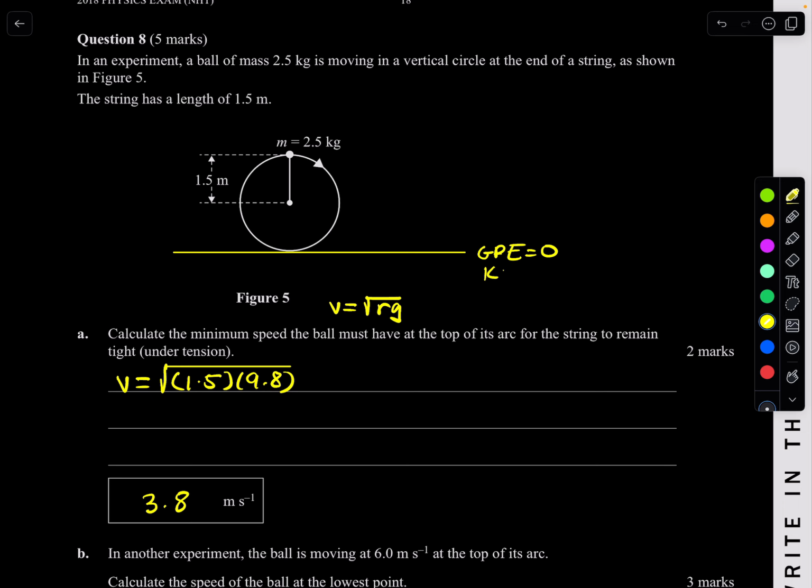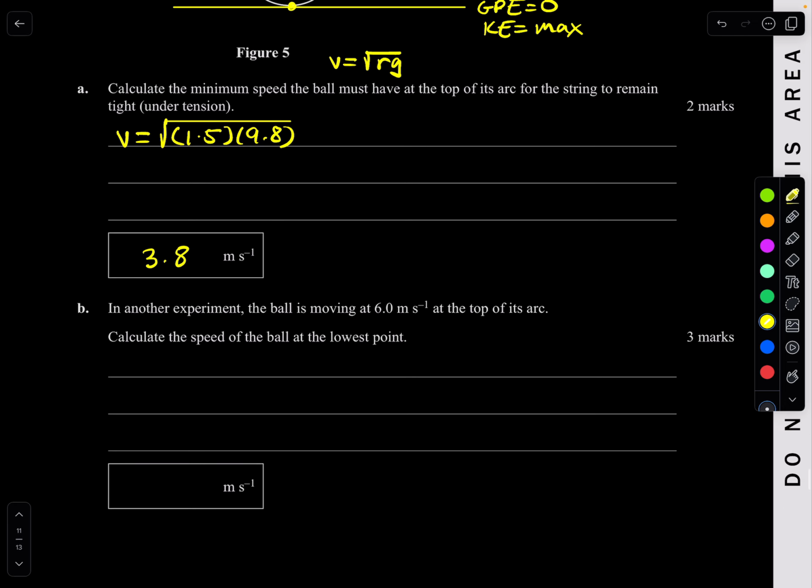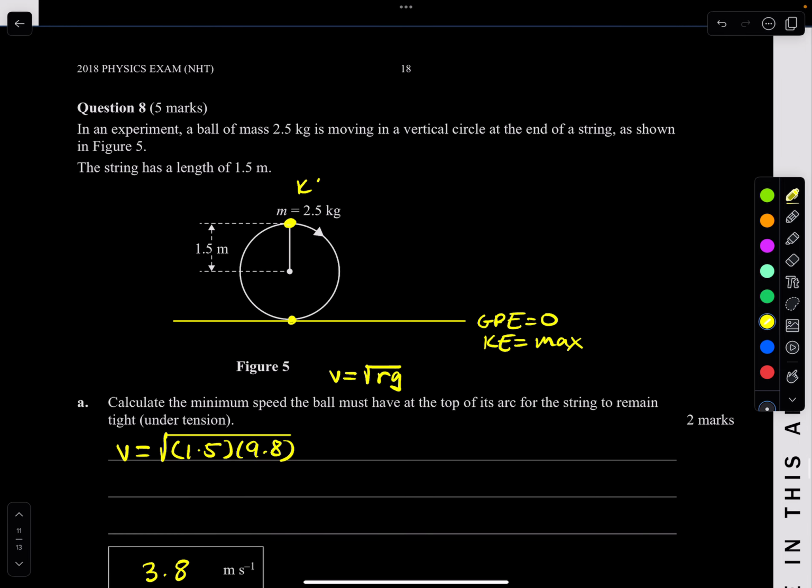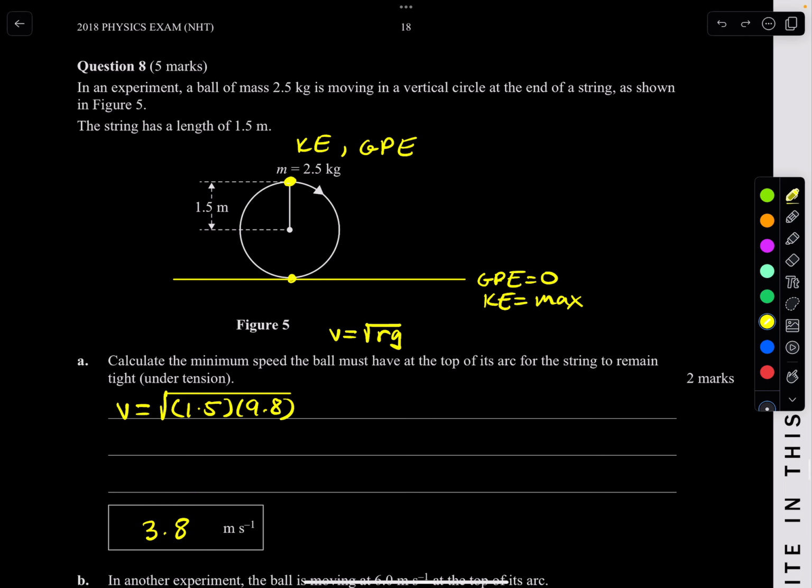And what about kinetic energy? Kinetic energy, of course, is going to be at its max at the bottom. Of course, at the top, they told us that the speed at the top was what? It has some speed, so it does have some kinetic energy. So we're going to write that it has some kinetic energy, but it'll also have gravitational potential energy because we do have some height, which is 3 meters, doubling the radius. So by conservation of energy, adding these two must equal these two here.